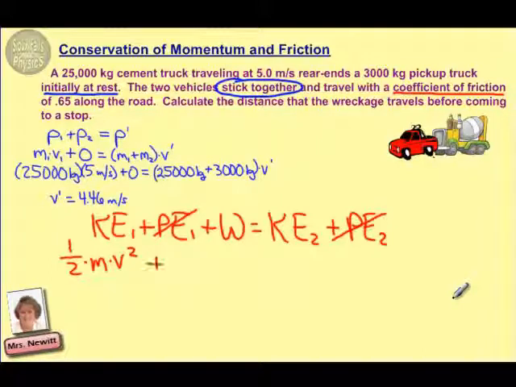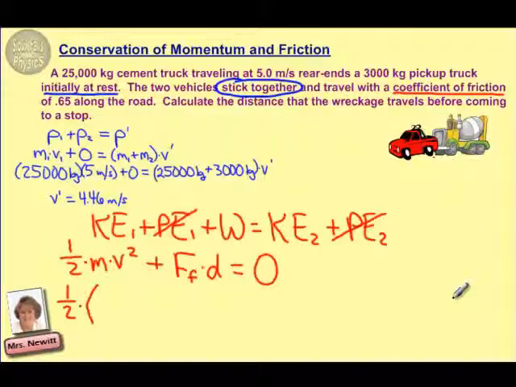Then we're going to add to that work. And notice that work is force times distance. In this case, it is friction that is doing the work. And that gives us our final kinetic energy. Well, if they are coming to a stop, final kinetic energy would be 0. Now we can start plugging in our numbers immediately after the collision.